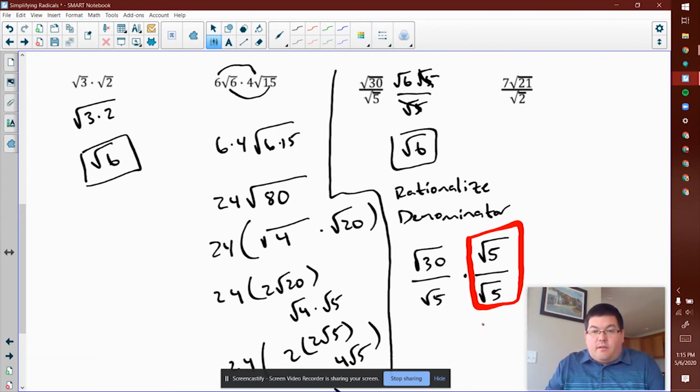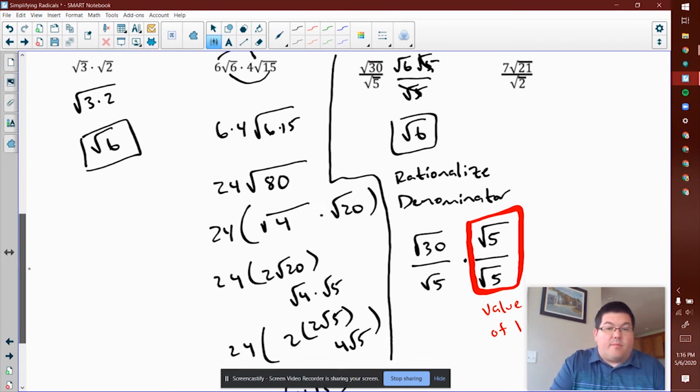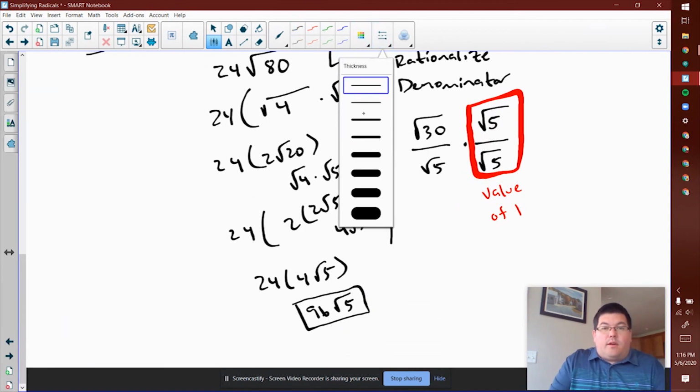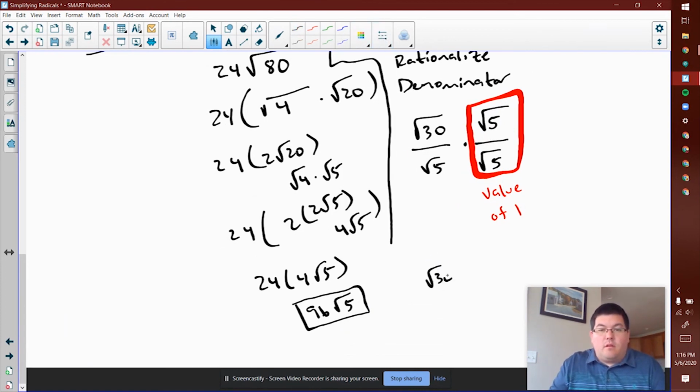So ultimately, this goes back to a very old technique that we've learned with fractions so that we can change the representation of the number without changing the value, because all we're doing is multiplying by a value of 1. So let's see how that plays out. Okay, so we've got the square root of 30 over the square root of 5, and we're multiplying by the square root of 5 over the square root of 5.